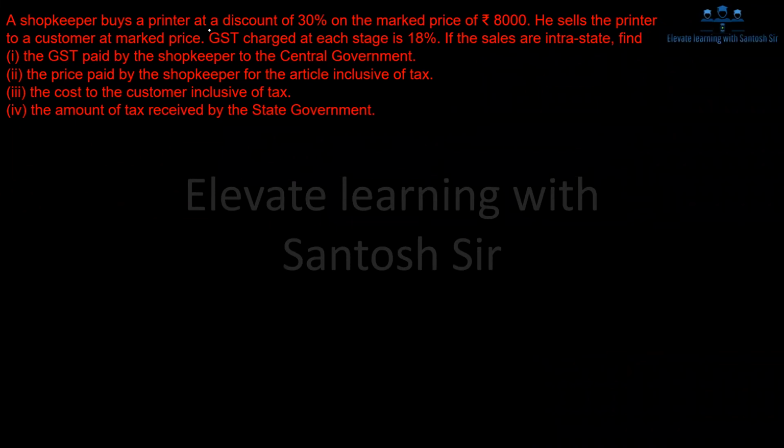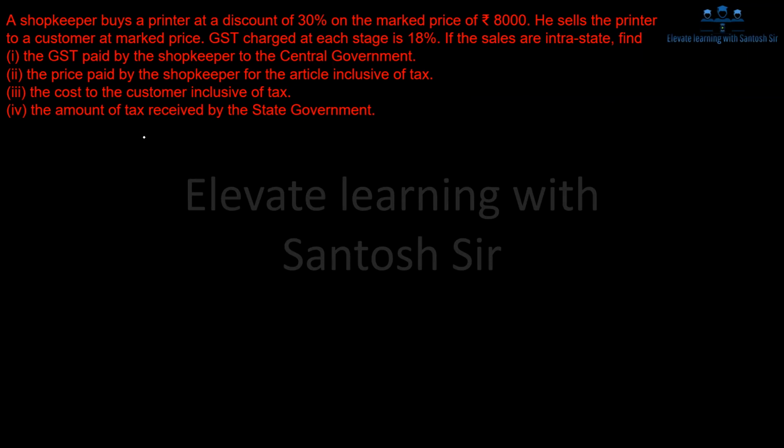A shopkeeper buys a printer at a discount of 30% on the marked price of 8,000. He sells the printer to a customer at marked price. GST charged at each stage is 18%. If the sales are intrastate, find the GST paid by the shopkeeper to the central government, price paid by the shopkeeper for the article inclusive of tax, the cost to the consumer inclusive of tax, and the amount of tax received by state government. Let us solve this problem.